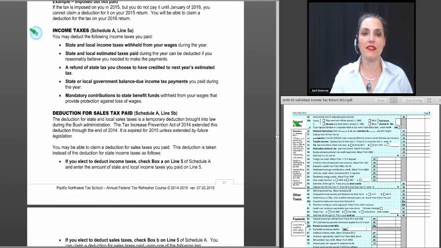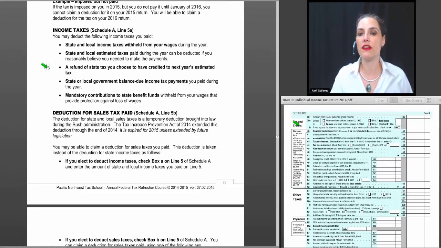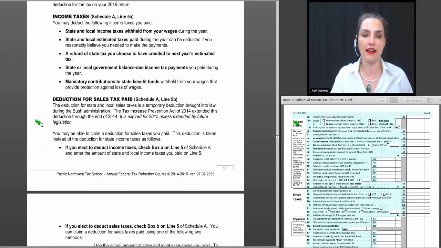Income taxes, Schedule A, line 5A. You may deduct the following income taxes that you paid: state and local income taxes that are withheld from your wages during the year. State and local estimated taxes paid during the year can be deducted if you reasonably believe you needed to make the payments. A refund of state tax you choose to have credited to next year's estimated tax. State or local government balance due income tax payments you paid during the year, and mandatory contributions to state benefit funds withheld from your wages that provide protection against loss of wages. One such example is California's SDI tax.